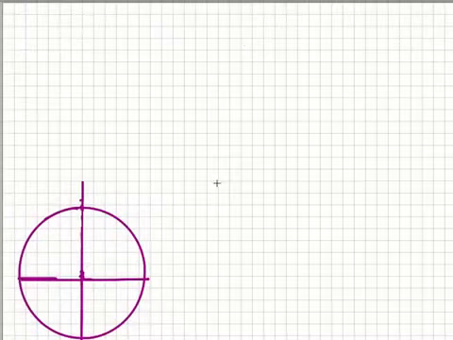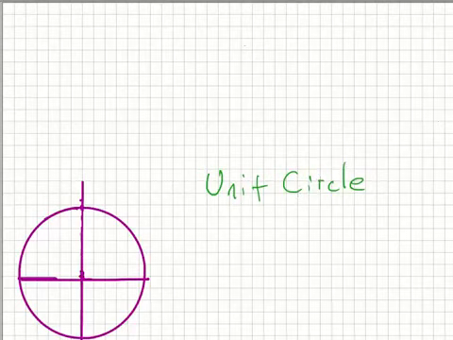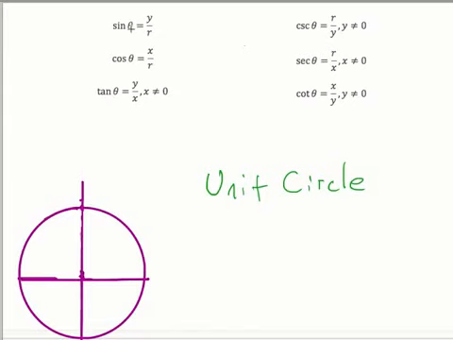What does this do for us? It gives us a new way of considering our trig functions, and that is the trig functions of the unit circle. To go into this, let's recall our trig functions for a general angle through some point. Sine theta is y over r, cosine theta is x over r. We used a and b earlier, but I think x and y help us to see that a little more clearly where the values come from.